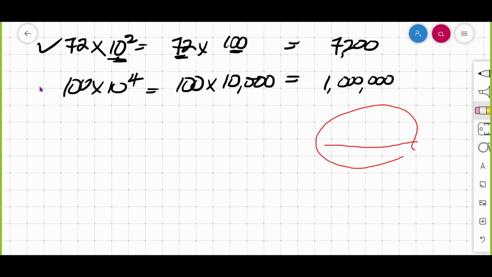100 times 10 to the fourth power equals 100 times 10,000, which equals 1 million. All right, so 100 times 10,000 gives us 1 million.